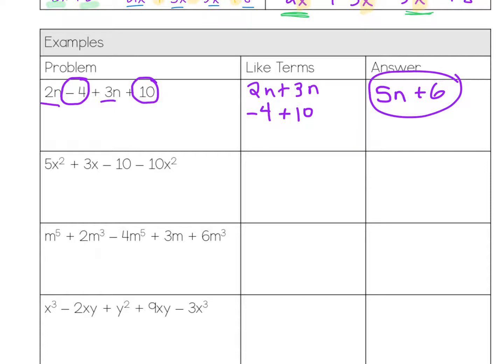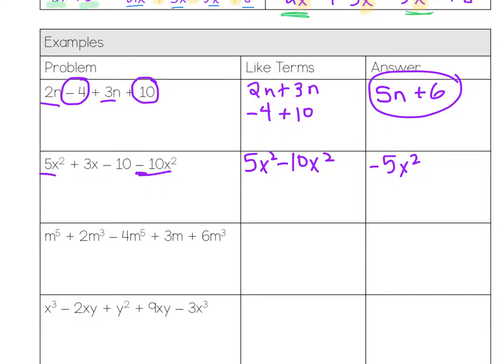So the biggest exponent I see on the second problem is squared. X to the second power, x to the second power. But see how there's a minus sign in front of this one? So we have to do that minus. So 5x squared minus 10x squared. Since the smaller number is first, this is going to give us a negative number. It's going to be negative 5x squared.